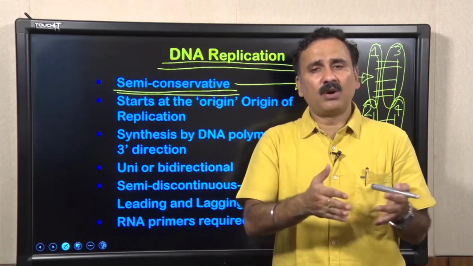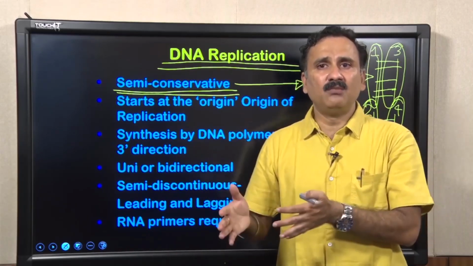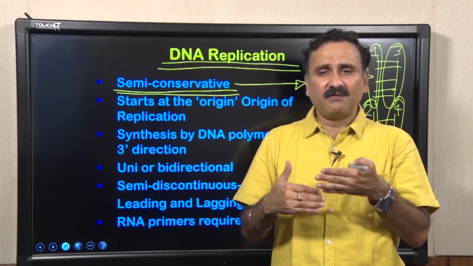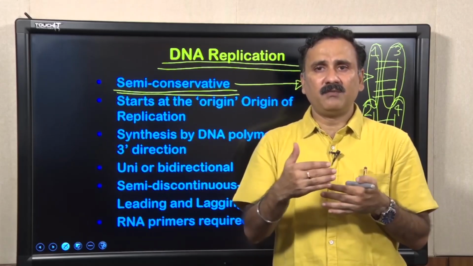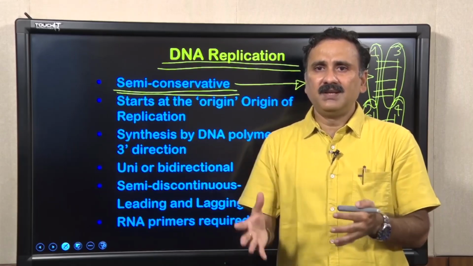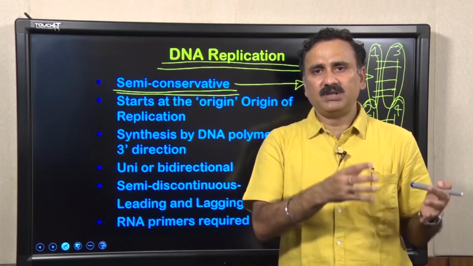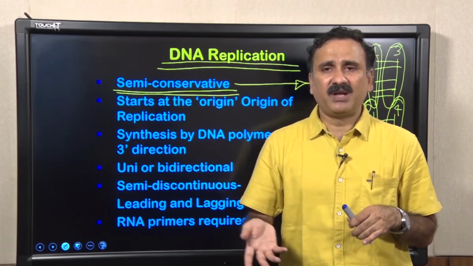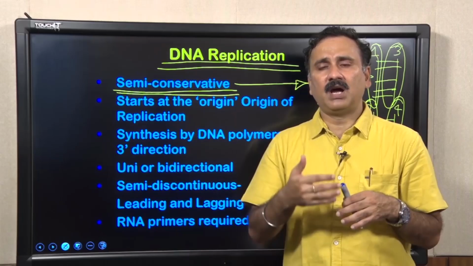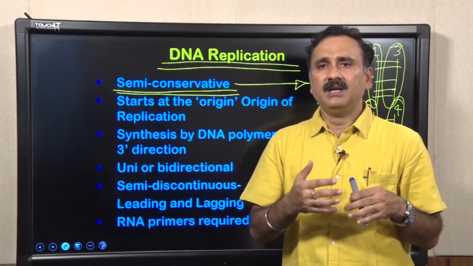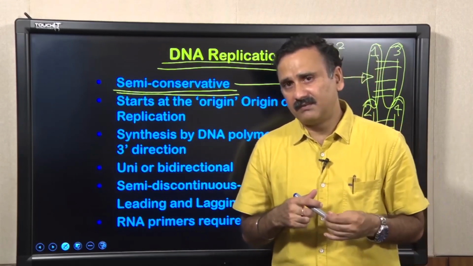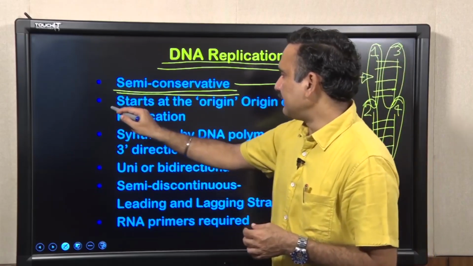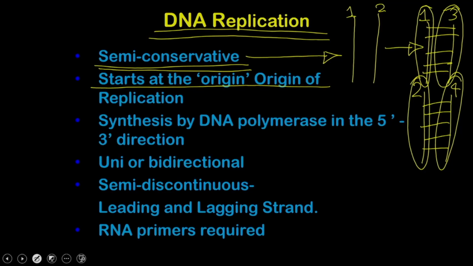If you are interested to study more about how people discovered this semi-conservative mode, you can go through some molecular biology books, and read about the classical experiments that were designed, and how people discovered that DNA replication is semi-conservative in nature. It starts at the origin of replication.